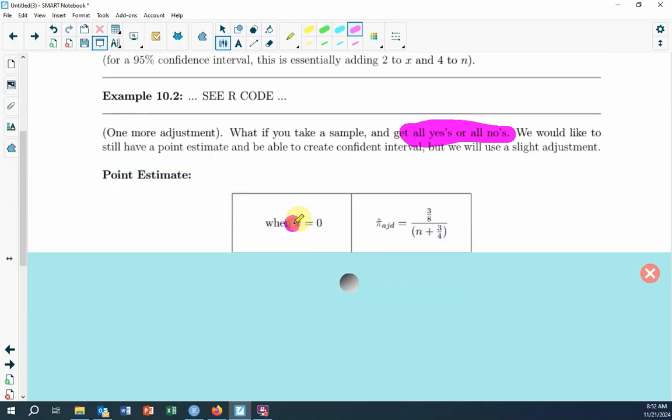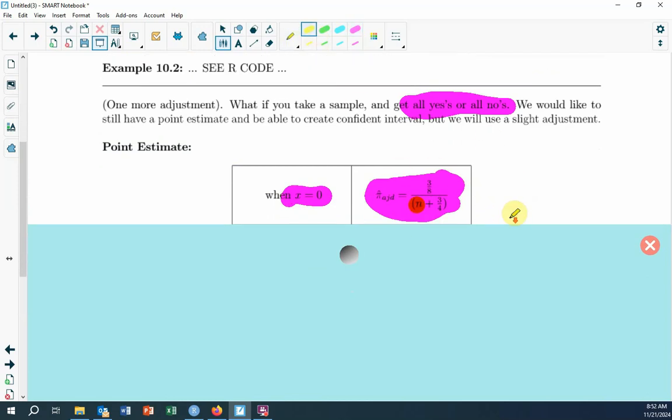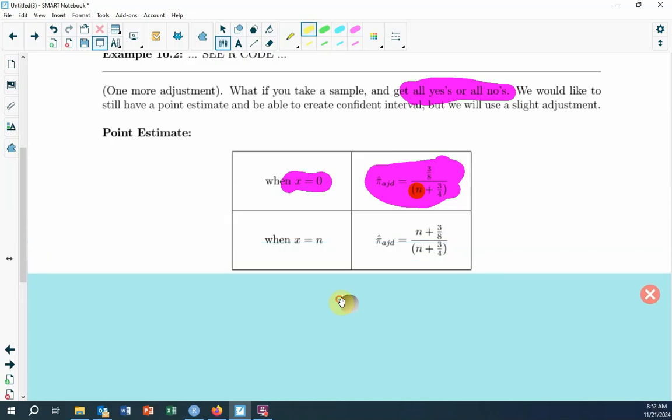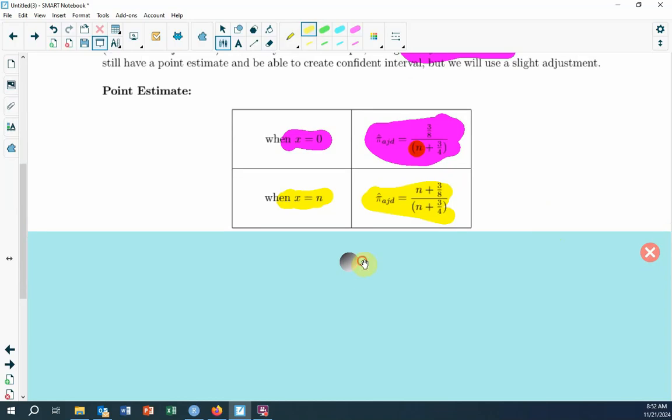If everybody says no and I get a 0 for my count, I use this as my formula for my proportion. Notice this is dependent upon sample size and sample size only. If everybody says yes, I use this formula. So x equals n, that means everybody in the sample says yes. I use this formula to get a good point estimate. Once again, notice that it is dependent upon sample size.